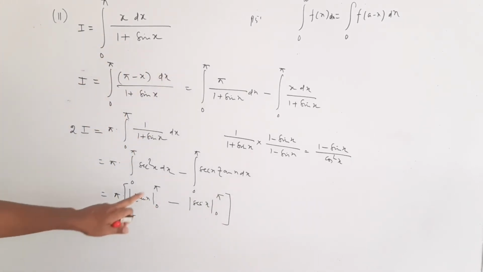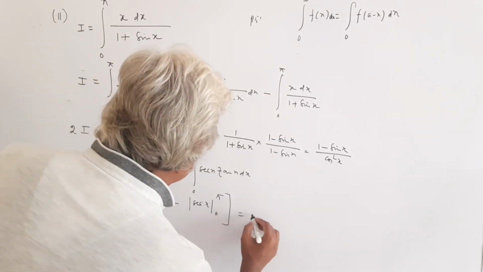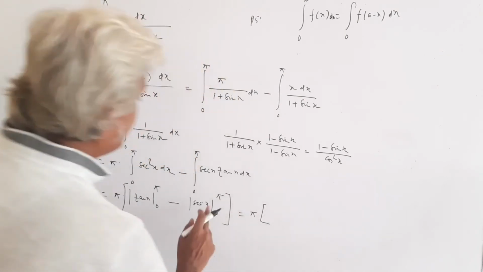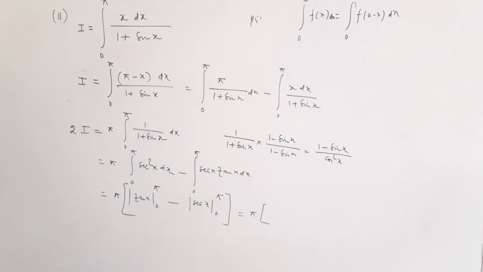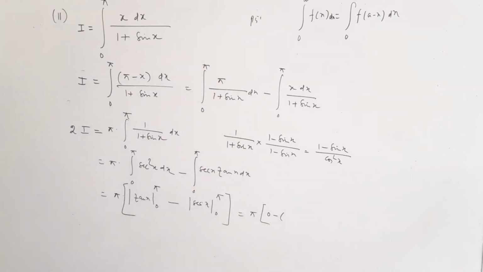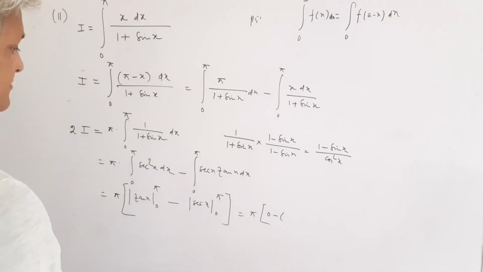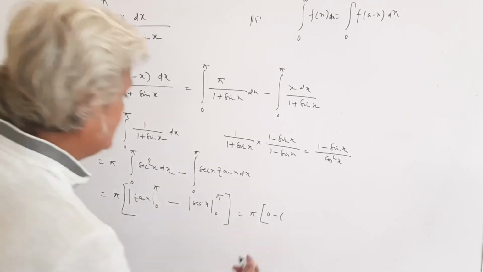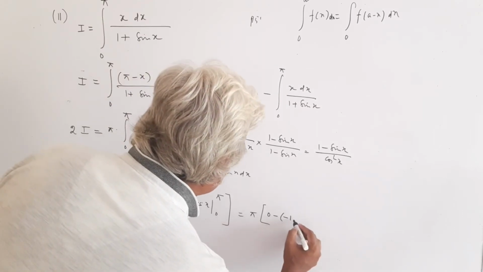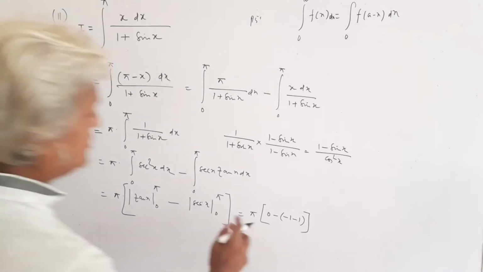So now tan pi is 0 and tan 0 is also 0. So this first part is just 0, pi times 0. Now minus sec pi is minus 1 and sec 0 is 1. So you get minus 1 minus 1. So this becomes 2 pi.